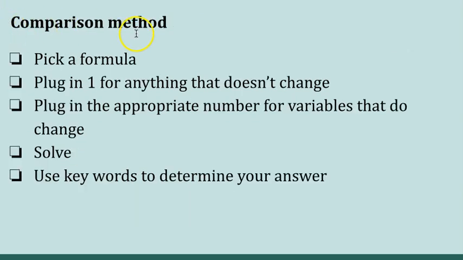So the comparison method basically is where you pick a formula, then you plug in 1 for anything that doesn't change, then you plug in the appropriate number for variables that do change, then you solve, and then you use keywords to determine your answer.